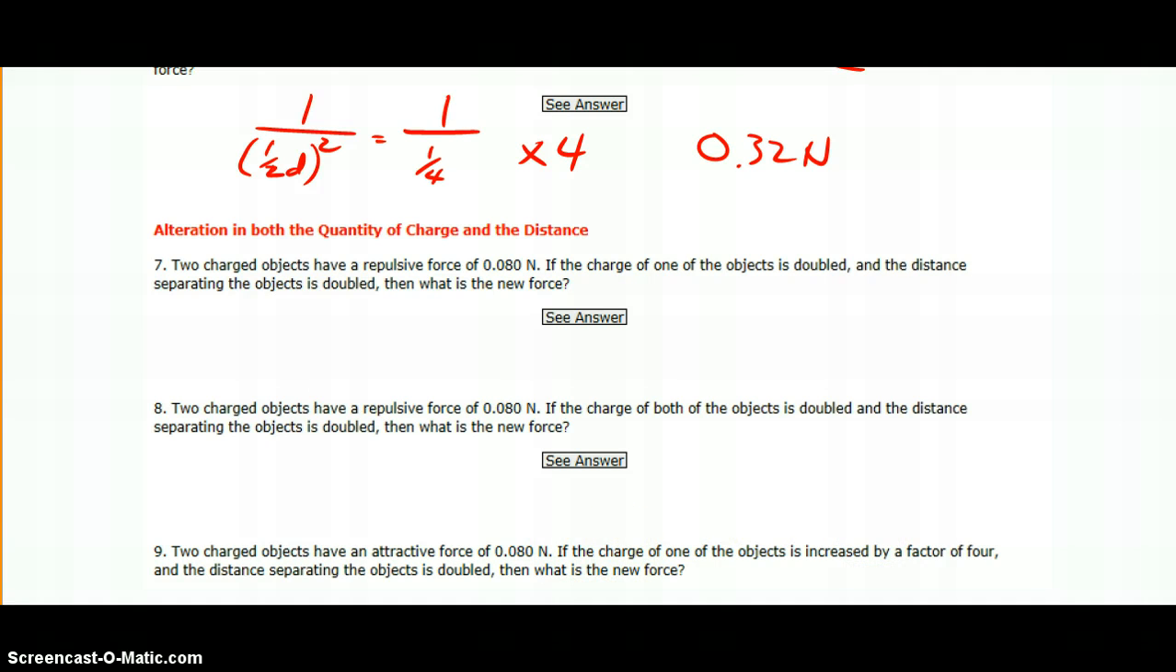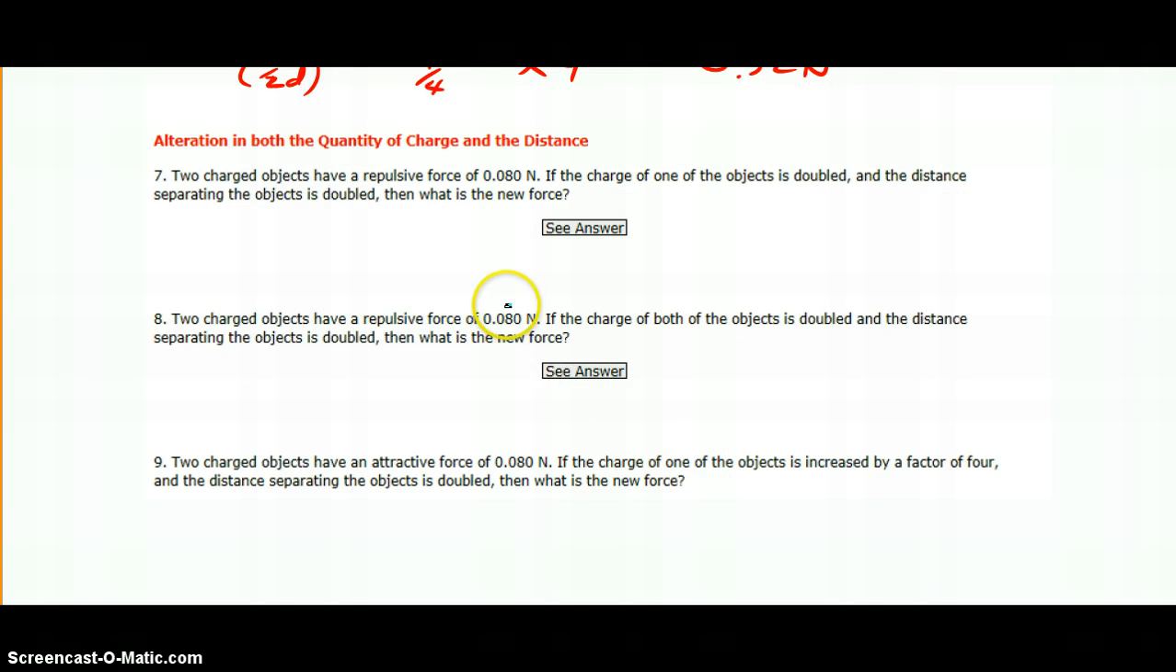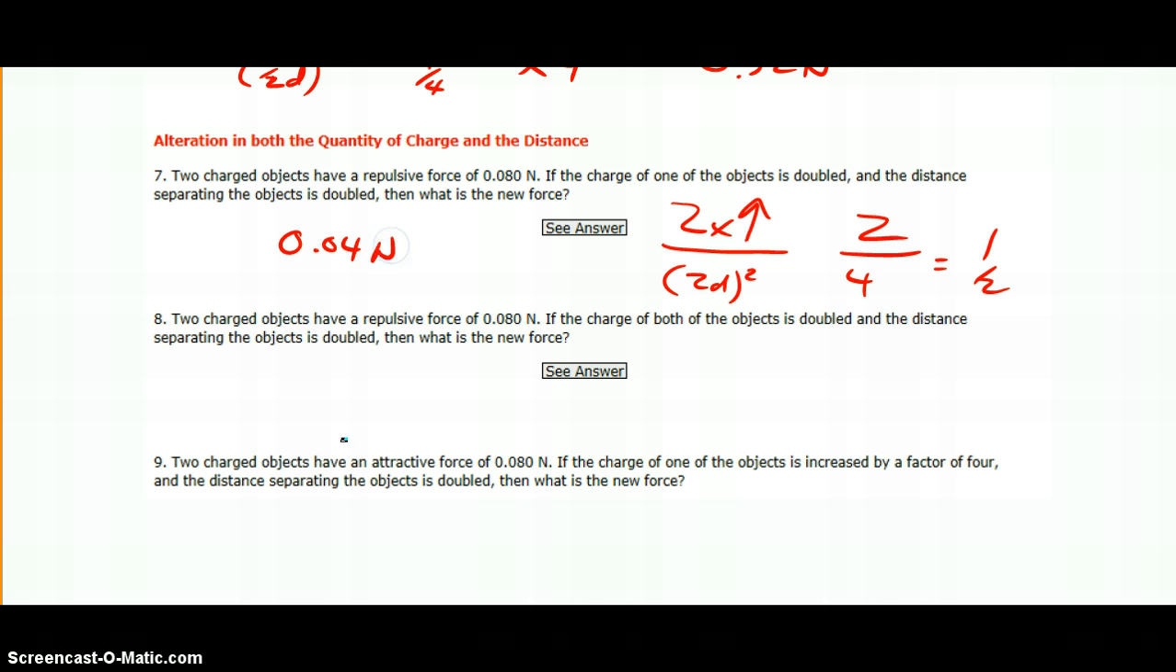Okay, now if we start changing both of them again, some will make it go up, some will make it go down, and all we have to do is look at the overall effect. So 0.080 is our first number. If we double 1, then that's going to be 2 times larger. And then the distance is also doubled. Now again, that effect is 2d squared. So I'm going to end up with an overall effect of 2 over 4, which is 1/2 as much. So 0.04 newtons.